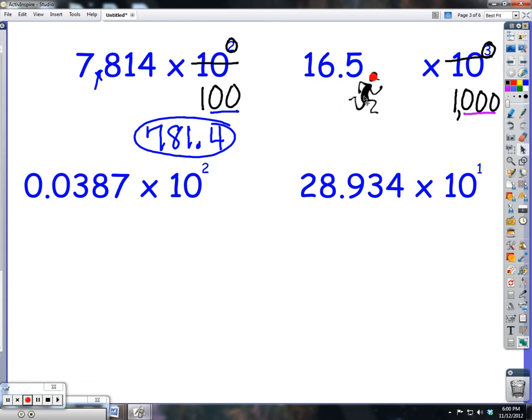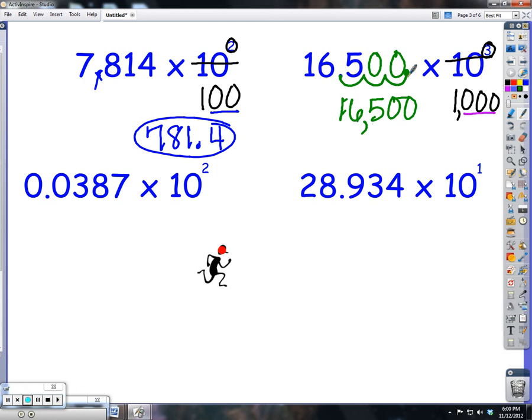Actually, I'm not going to show it with the little running man because I'm going to show you what's going to happen in this case. So I'm going to just draw in how I'm moving it. I'm going to move the decimal 3 places to the right. There's 1 place, there's 2 places, there's 3 places. So the decimal is here now. Well, in these areas, I can't leave them blank, so I've got to fill them in with zeros. So my answer would be 16,500 because the decimal is now at the end.